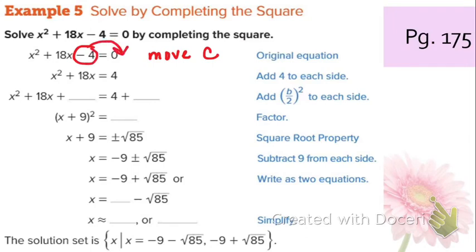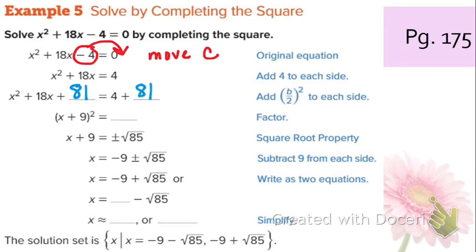Now we have to figure out the number that goes on both sides. To do that, see how it says you're going to add b over 2 squared to each side. So what is b? What's b divided by 2? 9. And what's 9 squared? 9 times 9 is what? 81. So I want you to add the 81 to both sides.